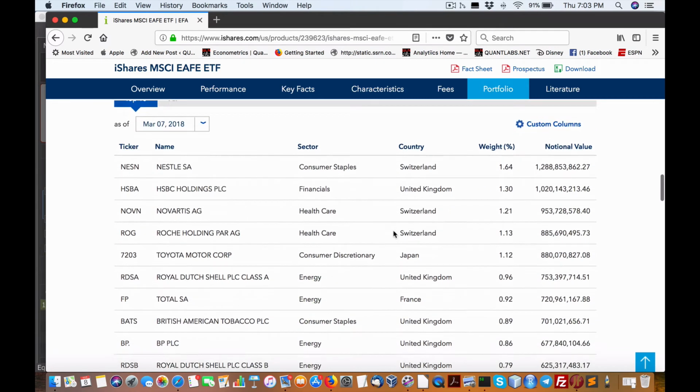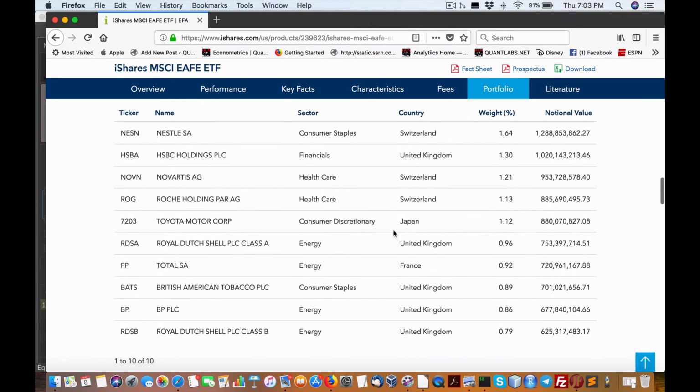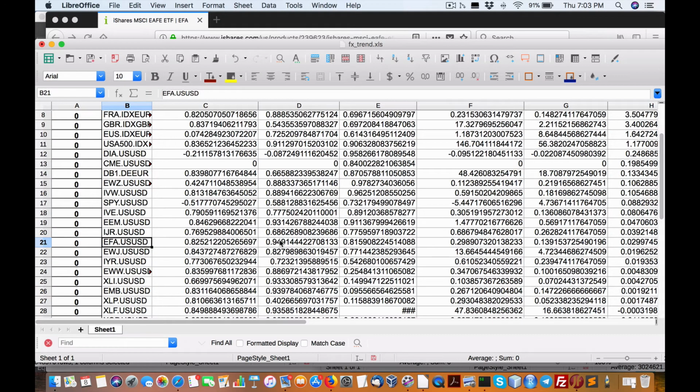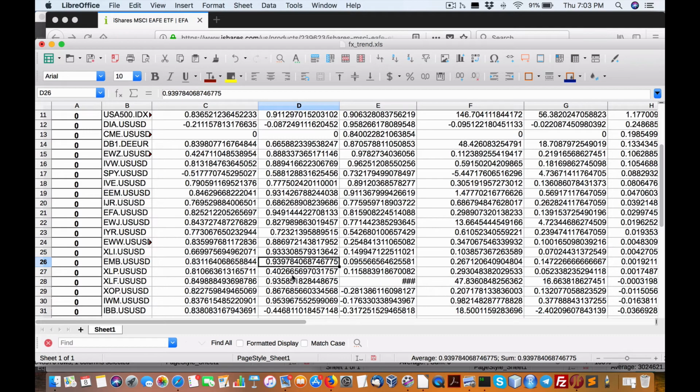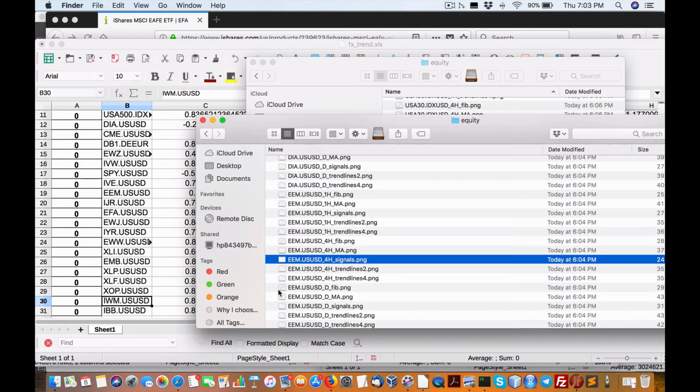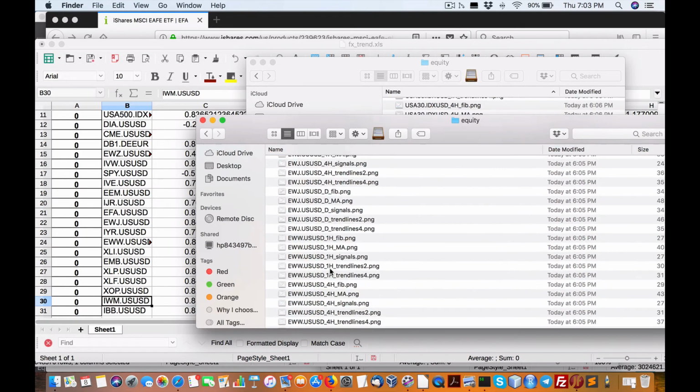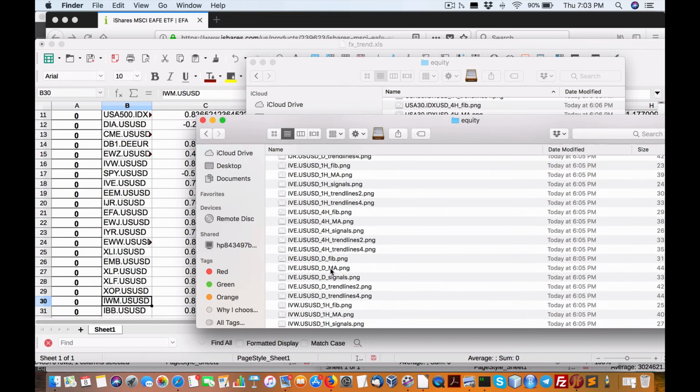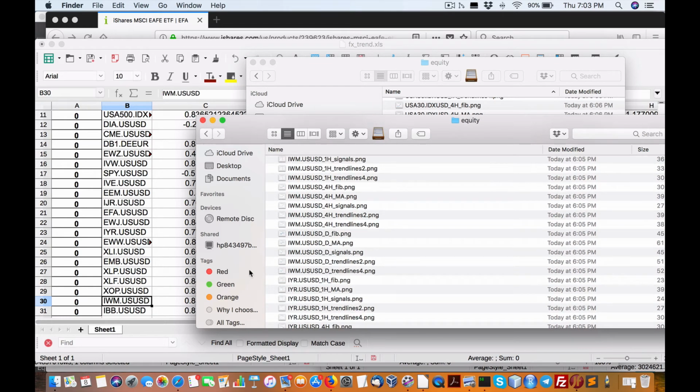Here's your holdings. Nestle, so mid cap and large cap. Very good. So again, you can use the R squared and go, trend is your friend. Beautiful. Okay, let's check out another one here. Here's one, IWM USD. So you can see how important the R squared can be.